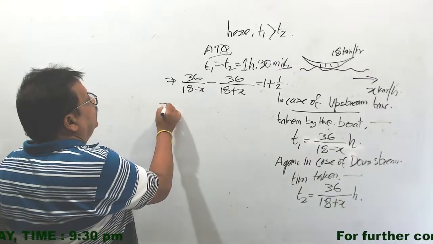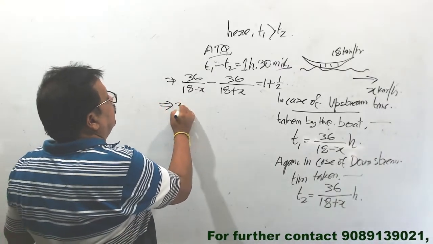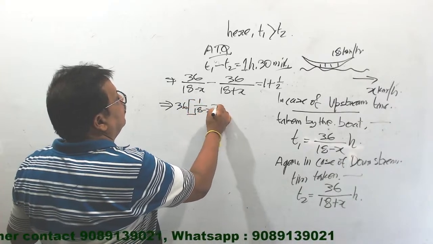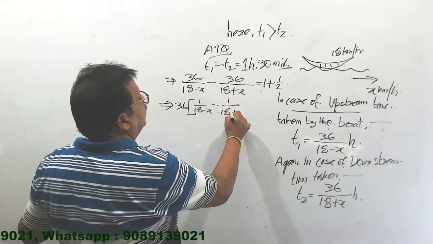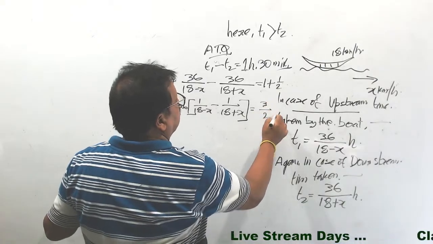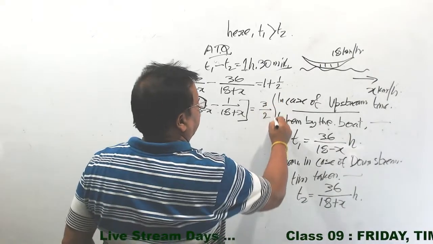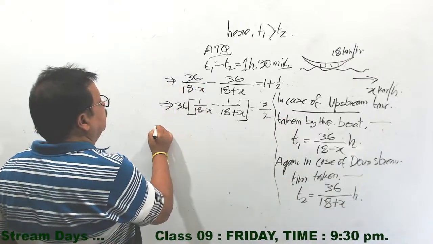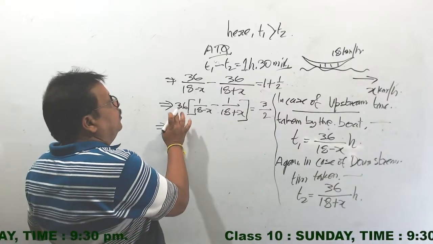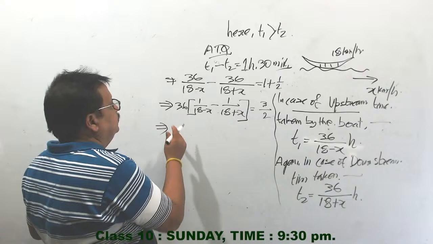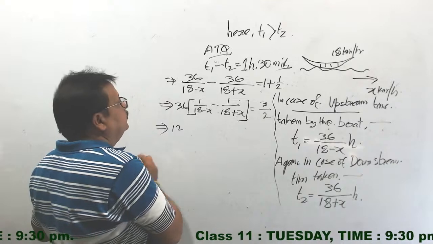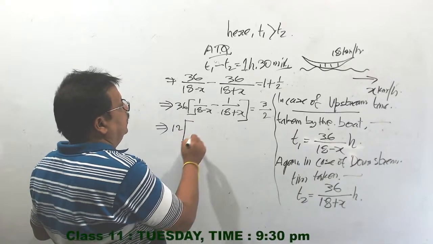Understood? This implies take common 36, it is 1 by 18 minus x minus 1 by 18 plus x. Understood? This is equal to what? 3 by 2. Clear? Now simplify this one. This is the equation actually. Clear? Now divide both sides by 3. What you will get here? 12.